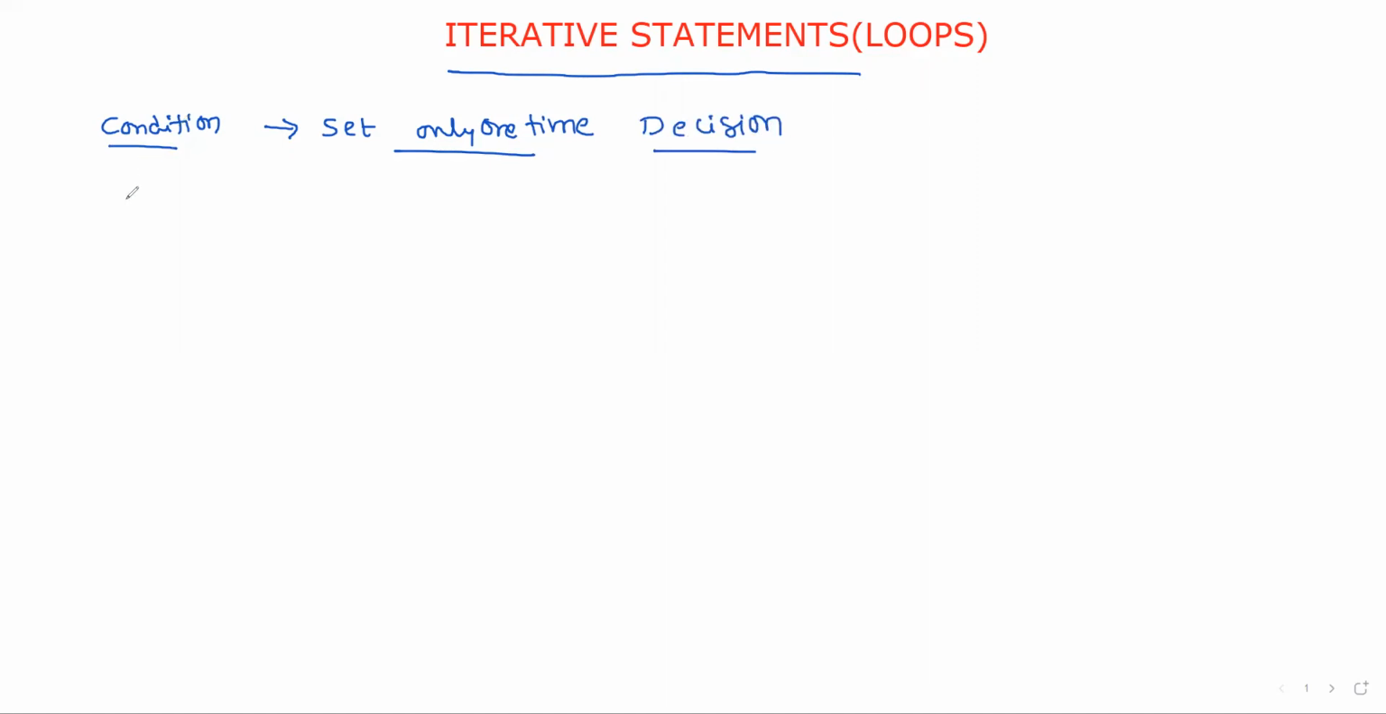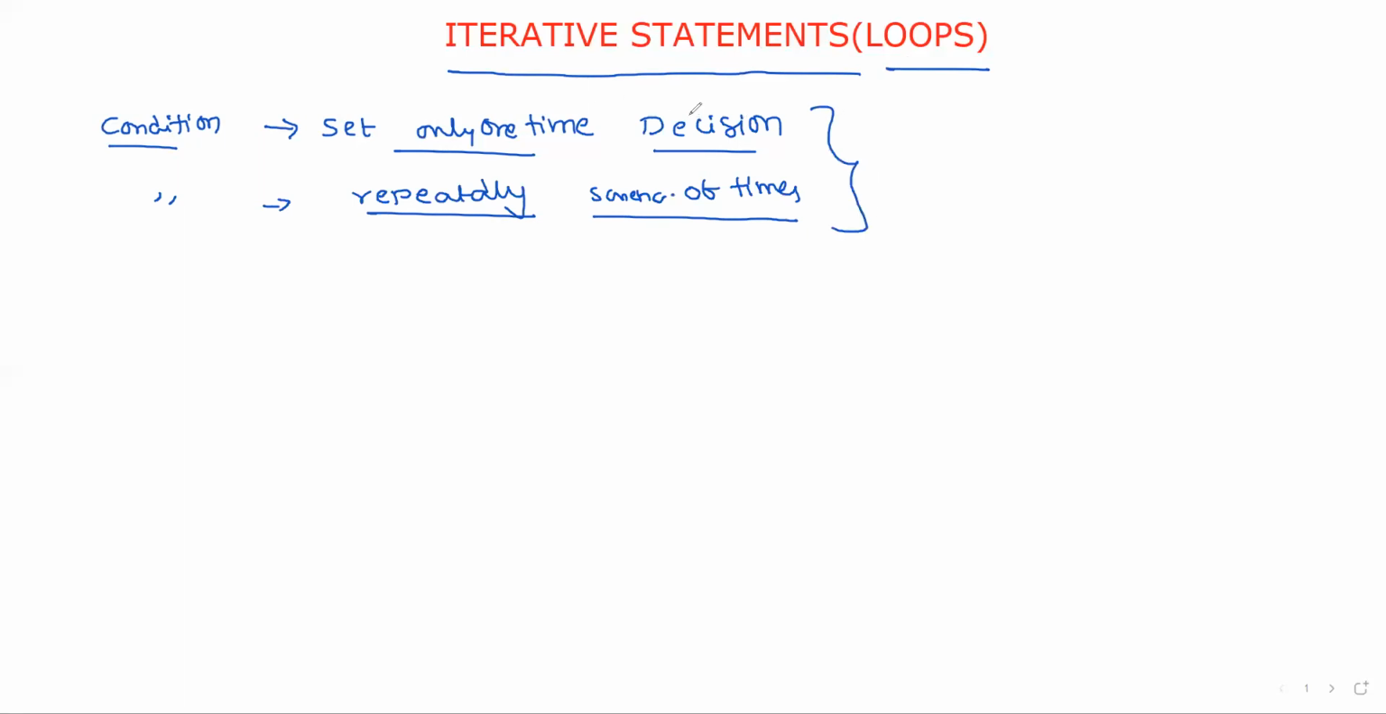But coming to these loops, again the same thing, it checks the condition. Based on the condition, some set of statements are executed repeatedly to some number of times based on the condition. That is called iterative statements or loops. That is the main difference. In decision making statements, the set of statements are executed only one time, but in iterative statements, the set of statements are executed more than one time based on the condition.